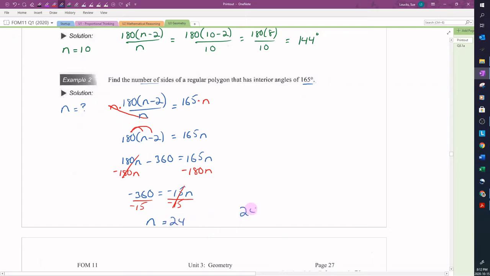So my answer is 24 sides. So a polygon that has 24 sides in it, a regular polygon that has 24 sides, the interior angles would each be 165 degrees.